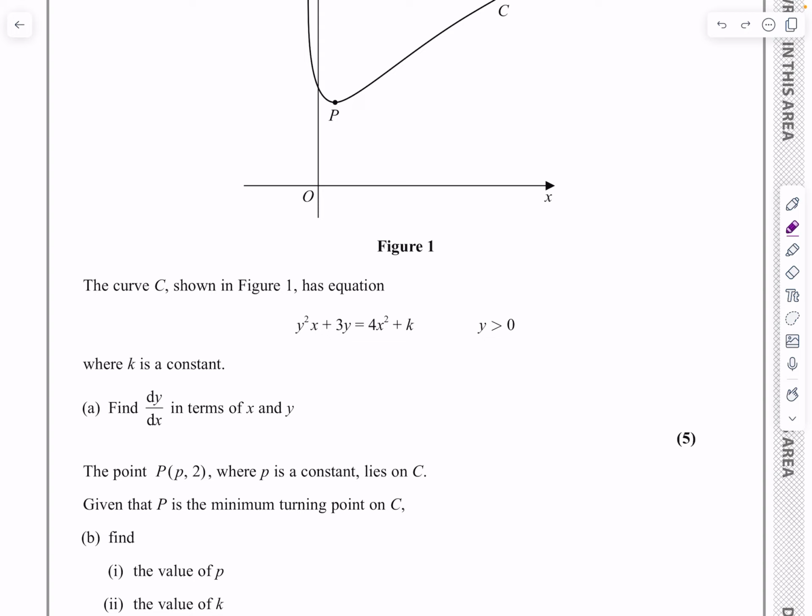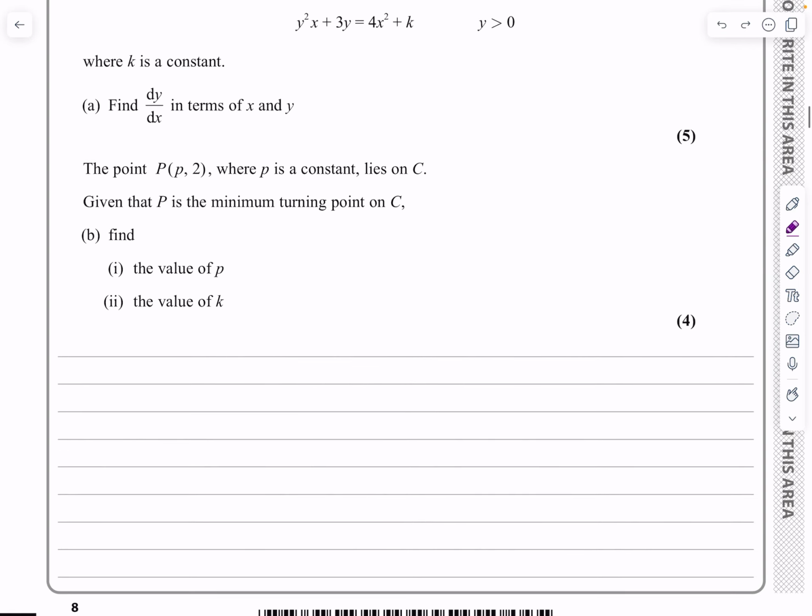And then part B starts talking about the minimum point P there, and that will enable us to work out what P and k are. But let's focus on the first part. We've got this function, y squared x plus 3y is equal to 4x squared plus k. The first term there, I'm going to need to differentiate as a product. I'm going to call this u and this v, and then use u dv by dx plus v du by dx. The rest of it, we should be okay just to differentiate.